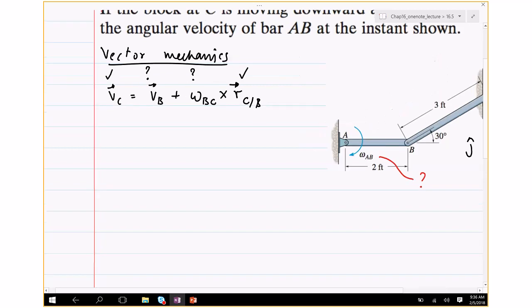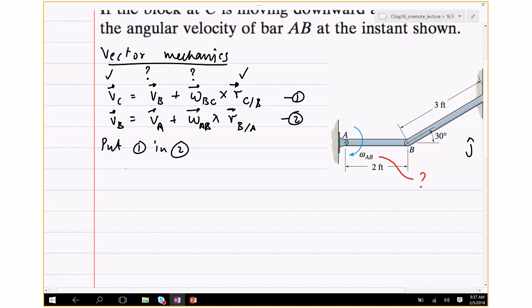So velocity of B is velocity of A plus omega AB crossed with R of B with respect to A. So let me put 1 and 2. Get VC equals VA plus omega AB crossed with R of B with respect to A plus omega BC crossed with R of C with respect to B. Okay, let's see if we can now solve this.